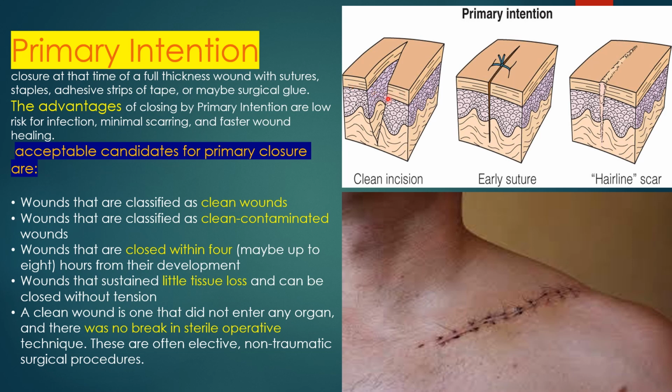Then only we can treat with primary intention, and it should be clean without any debris. If we have any debris or contamination, we have to wait to convert the contaminated wound into a clean wound. Then only we can cover it with skin graft and flap cover. So for primary intention, the indication is a clean wound and the edges should be proximal to each other.